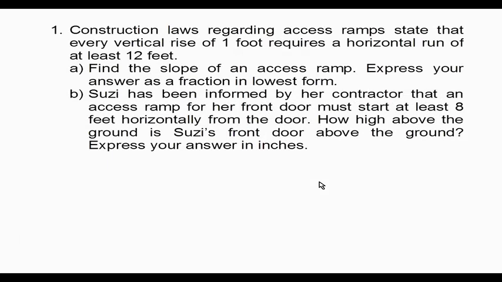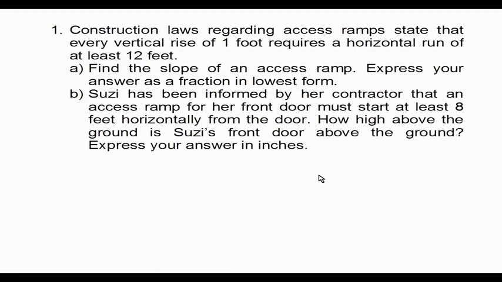Some examples. Number 1 says, construction laws regarding access ramps state that every vertical rise of 1 foot requires a horizontal run of at least 12 feet. Part A. Find the slope of an access ramp. Express your answer as a fraction in lowest form.